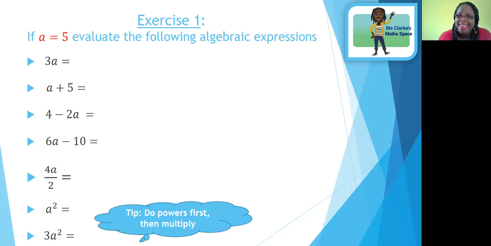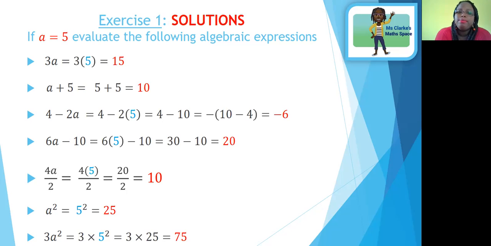And we are back. So let's see if we can go through these solutions here. So I was explaining the first one, 3A. 3A means 3 multiplied by A, and A is 5. So we're going to replace A with the number 5. So it's going to be 3 times 5, which we know is 15. And these are the other solutions. We have A plus 5. The value of A is 5, so that becomes 5 plus 5, which we know is 10.